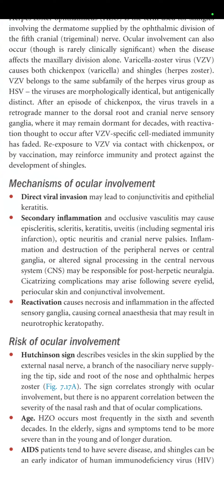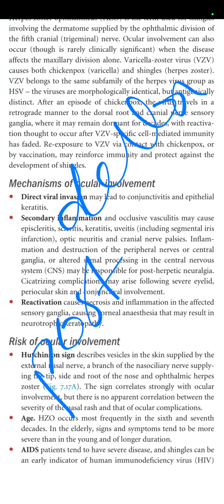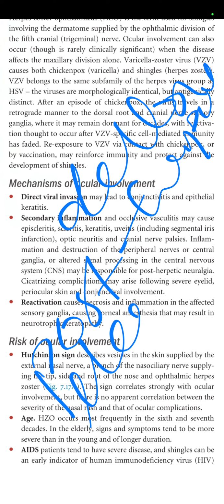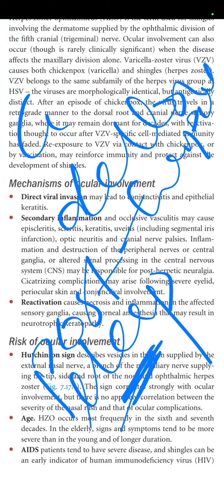And it is because of this inflammation and destruction of the peripheral nerves that post-herpetic neuralgia occurs. Post-herpetic neuralgia is a very deep or sharp pain in the dermatome that is involved by the herpes virus. And cicatrization complications occur when there is a very significant amount of conjunctival or skin involvement.